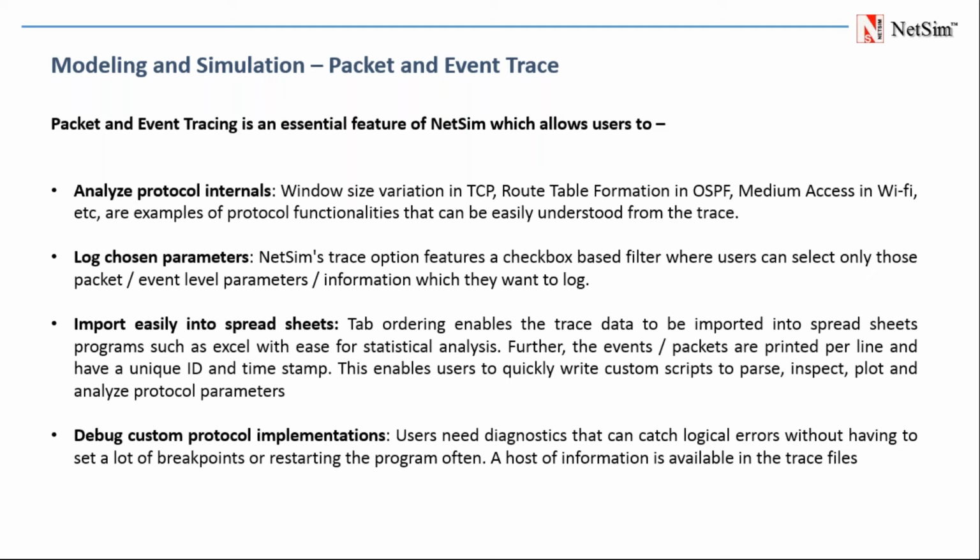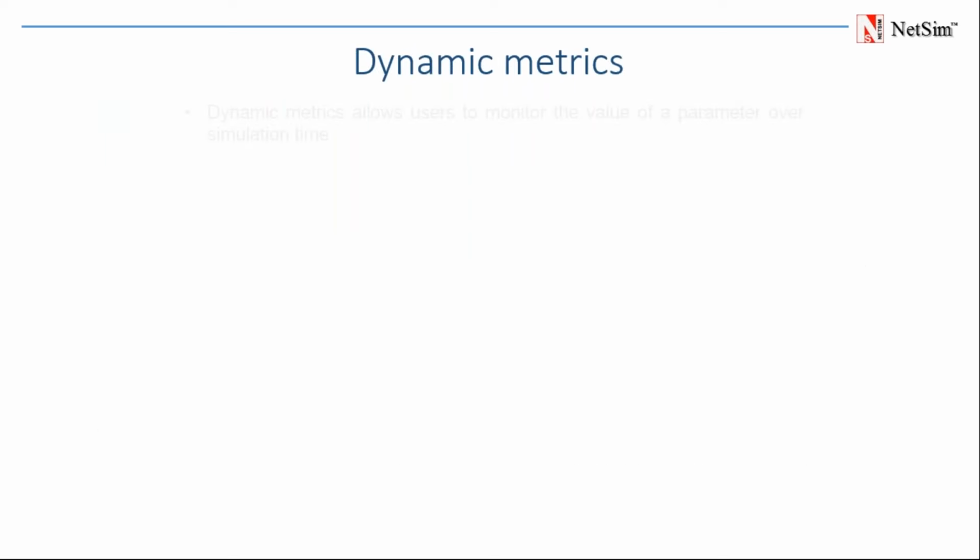Then, as we know, Netsim is a discrete event simulator, so it creates an event trace. In the event trace, it records every single event along with associated information such as timestamp, event ID, event type, and some more, in a text file or .csv file, which can be stored at a user-defined location.